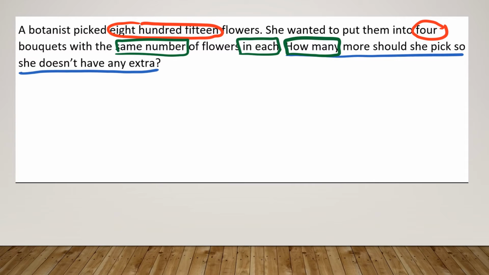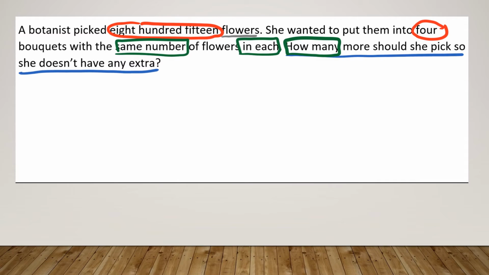The E stands for evaluate and eliminate. So we need to find some other important pieces. It's important that we're talking about flowers so that when we go to label our answer, we know what to label it with. And that's about it. It doesn't matter that there's a botanist. It could be anybody. Doesn't matter that she's putting them in bouquets. It could be vases. So those are information that we don't really care about. So we'll just focus on the things that we've circled, underlined, or boxed.